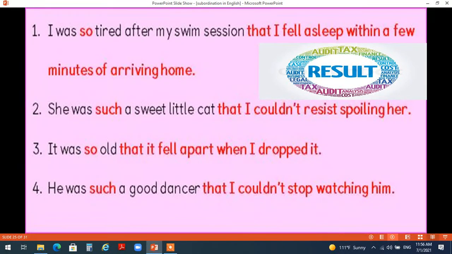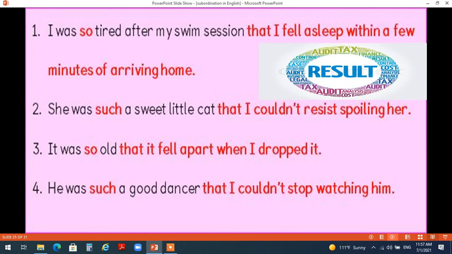Number 2. She was such a sweet little cat that I couldn't resist spoiling her. That I couldn't resist spoiling her, this will be the adverbial clause of result. Number 3. It was so old that it fell apart when I dropped it. That it fell apart when I dropped it, again, this will be the adverbial clause of result. عندي يعطيني النتيجة التي حدثت.